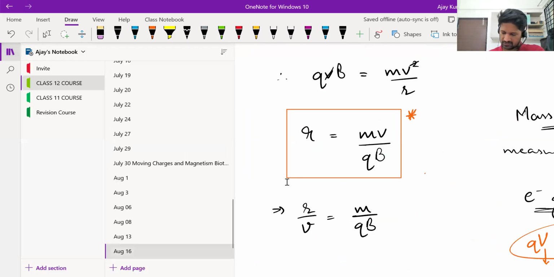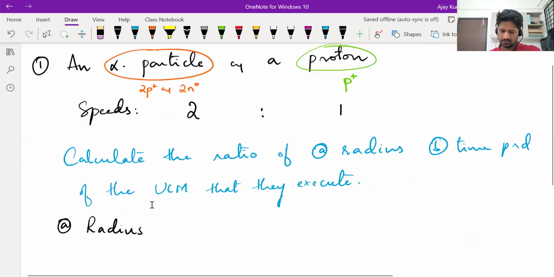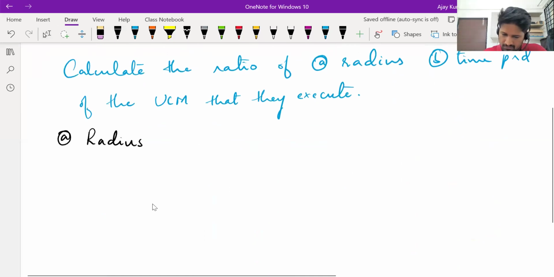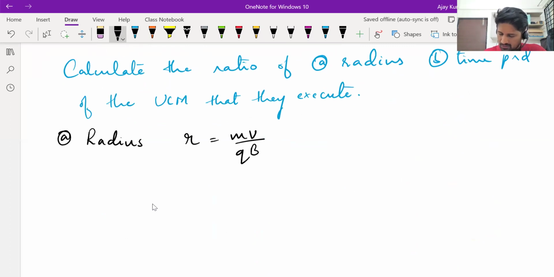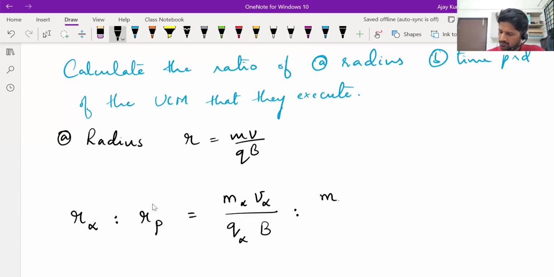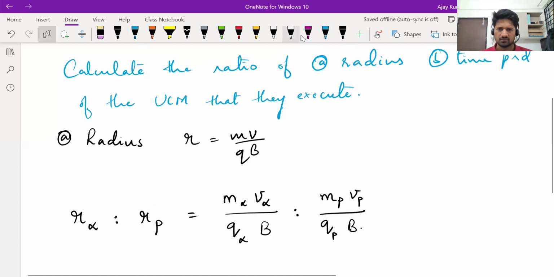Okay, we have to make use of that here. So radius r is equal to mv by qb. And you are asked to derive the ratio. So the radius in which the alpha particle moves to the radius in which the proton moves, that ratio would be mass of alpha particle times speed of alpha particle divided by charge of alpha particle and magnetic field, to mass of proton times speed of proton divided by charge of proton and magnetic field. That's how you take the ratio.